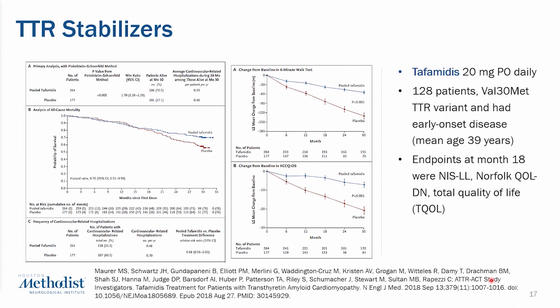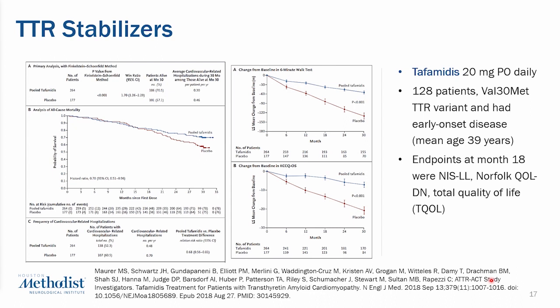Tafamidis is a small molecule that occupies the thyroxine binding site on the TTR protein, which stabilizes the tetramer. In this study, 128 patients were enrolled with Val30met TTR variant who had early onset disease, mean age of 39 years, and they were given 20 milligrams of tafamidis orally every day. They were followed over a period of 18 months, and the primary endpoints were NIS, lower limb score, Norfolk quality of life score, as well as the total quality of life score.